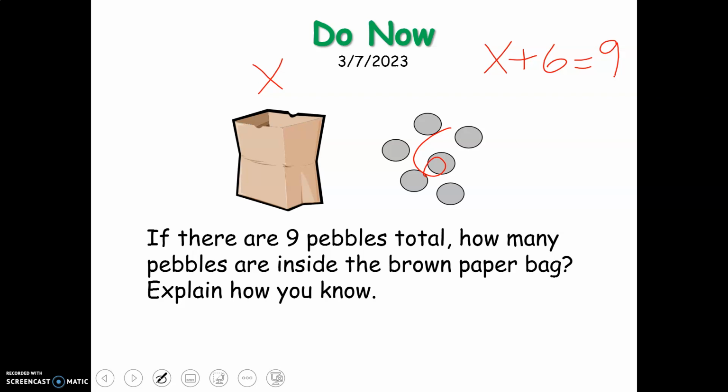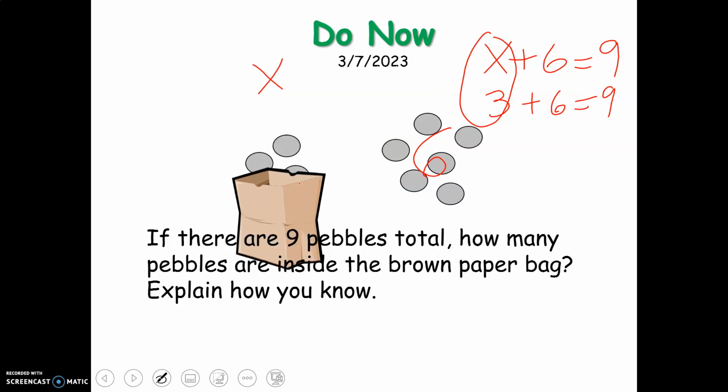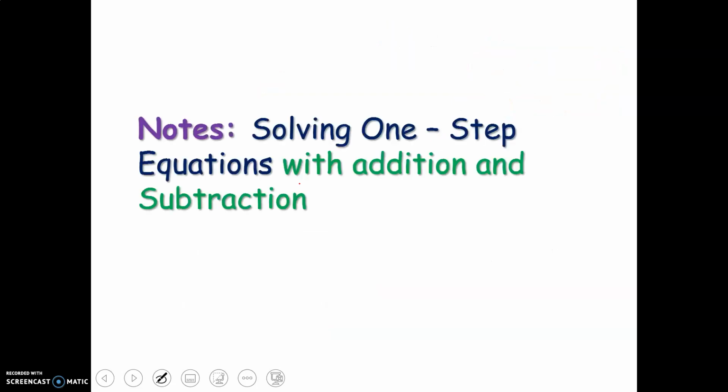Meaning, in order for this to be true, there must be 3 pebbles inside the brown paper bag because 3 plus 6 is 9. Thus, mathematically, we can say that x is 3. And there are, in fact, 3 pebbles inside the brown paper bag. This leads to the topic of today's lesson, one-step equations. Let's begin today by solving one-step equations with addition and subtraction.